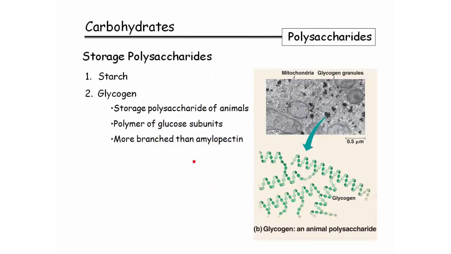Now on the animal side of things, animals do not make starch, but they do make a similar product called glycogen. Glycogen is also made by dehydration reactions, forming glycosidic linkages. It is highly branched, and it, as we said, has a similar structure, similar function. Provides a very compact way to store sugars inside of a cell.